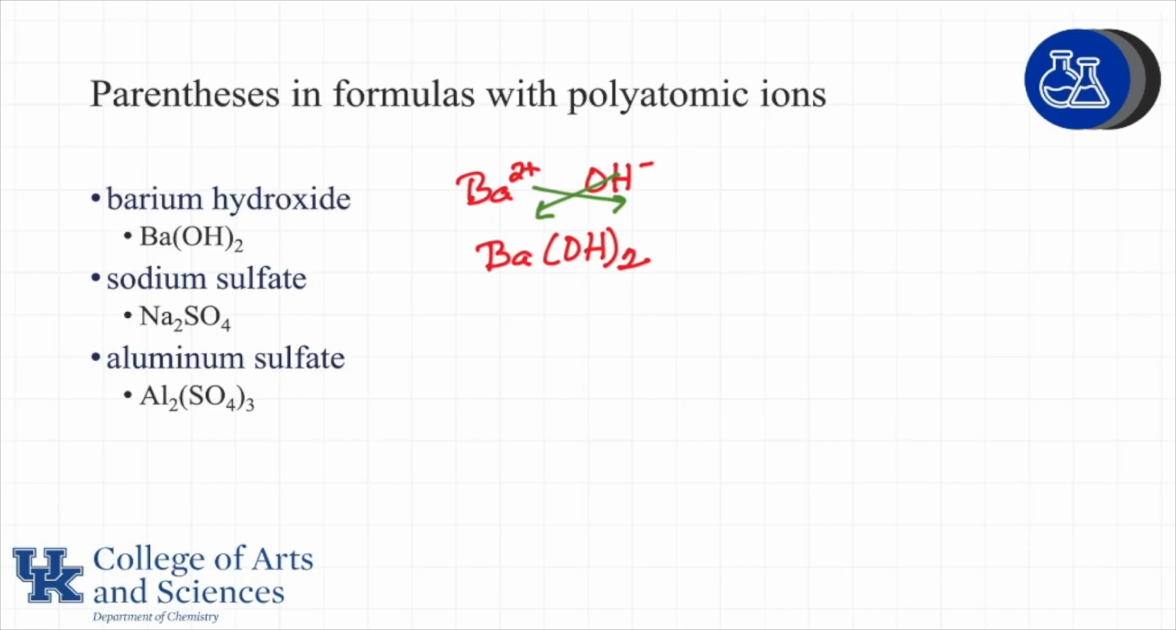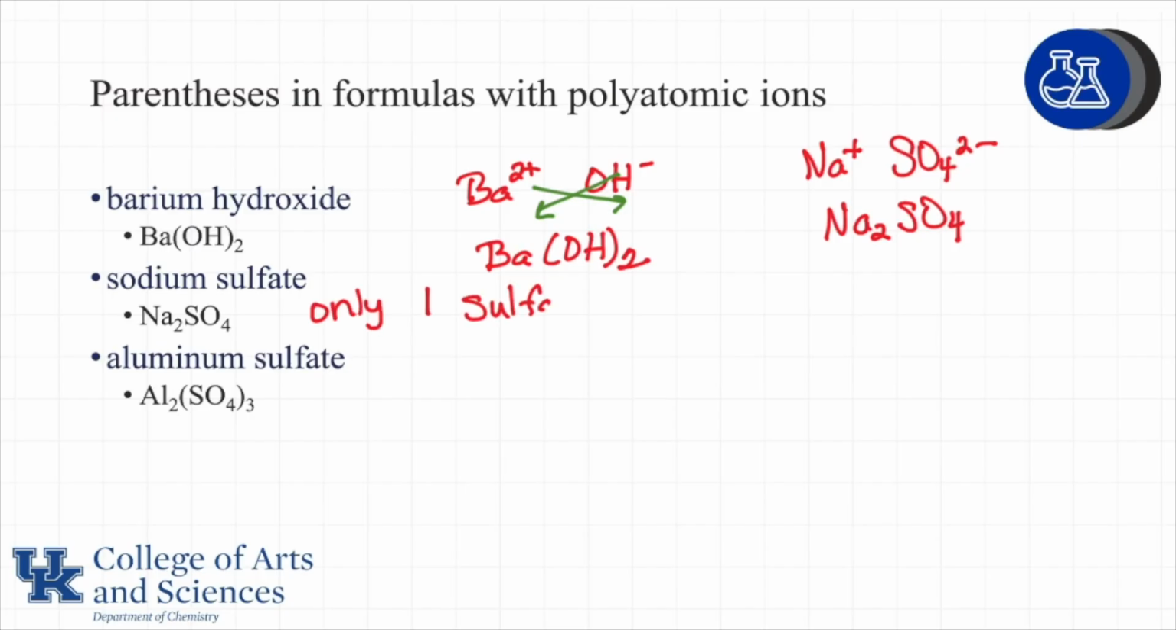For sodium sulfate, we have Na+ and SO4 2-. When we crisscross down, we get Na2. It doesn't need parentheses because that's a monatomic ion, and SO4. Because there's only one sulfate, we do not use parentheses. Only use parentheses when they are needed. There's only one sulfate group, so no parentheses here.